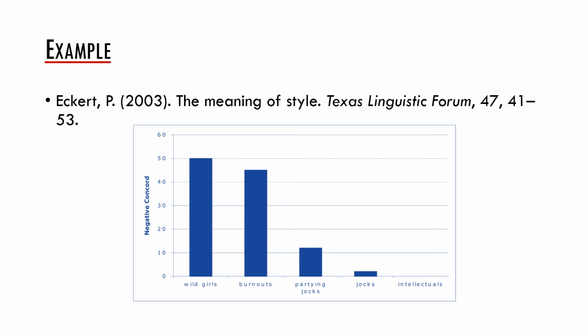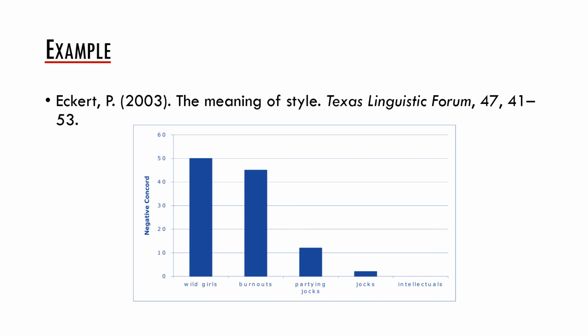The third group, partying jocks, were students with a high orientation towards school success, who spent part of their time in various social events. Fourth community were jocks who were focused on the school and were only partially socially active, and the last group were the intellectuals who were focused solely on the school and rather avoided any social activities. From the plot, we can see that these groups differ widely in their use of the negative concord. The intellectuals and jocks almost did not use this construction, whereas the burnouts and wild girls do so in around 50% of cases.